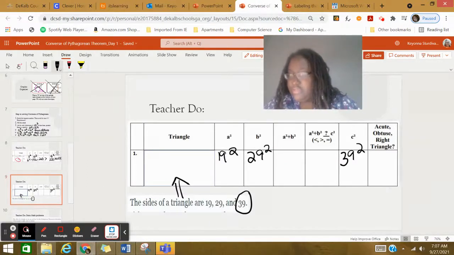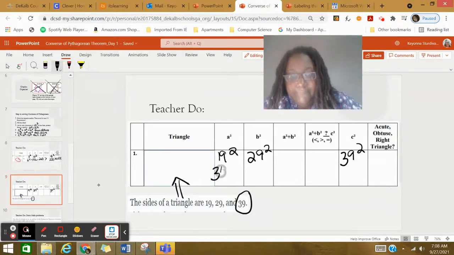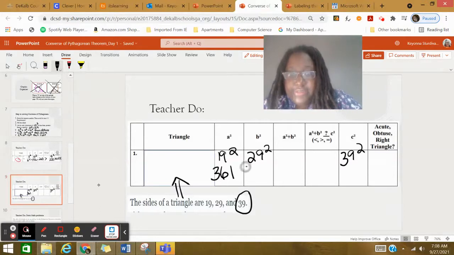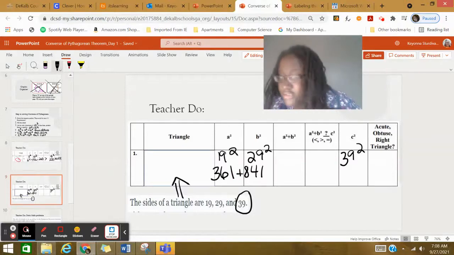So let's find out. We got 19 squared, which the calculator just gave me 361. Then we have 29 squared. This one gave me 841. And again, these numbers might be large, and that's okay. Now I need to figure out what a squared plus b squared is. So I'm going to just literally add those values together. So I'm going to do 841 plus 361.